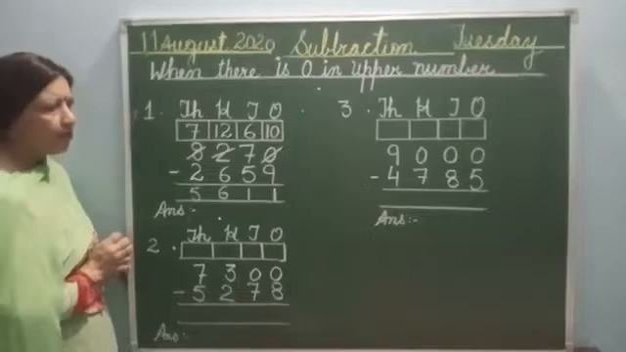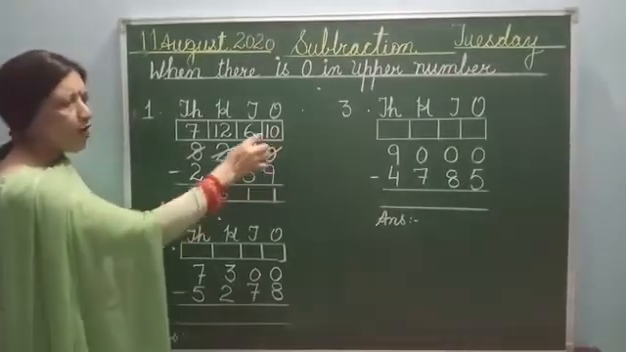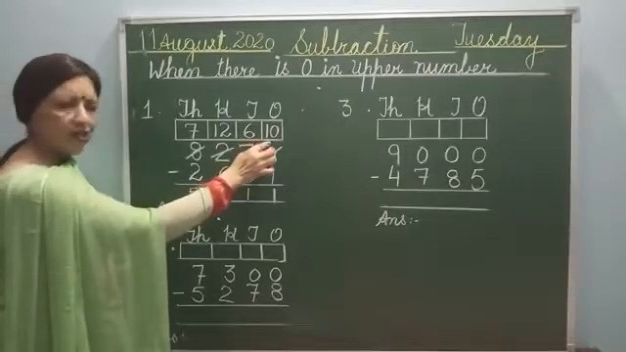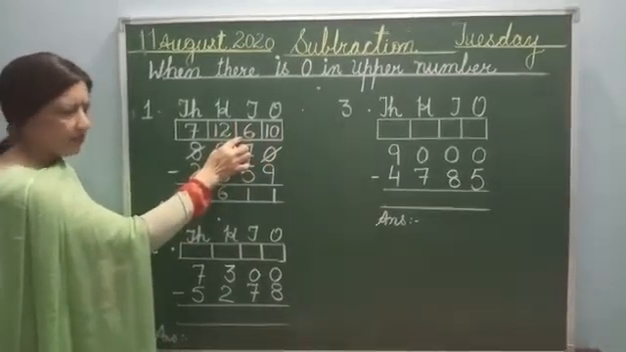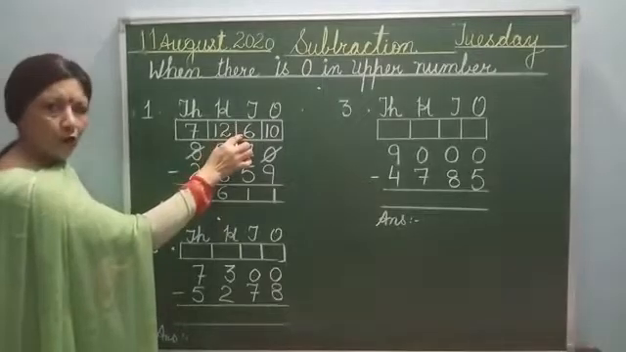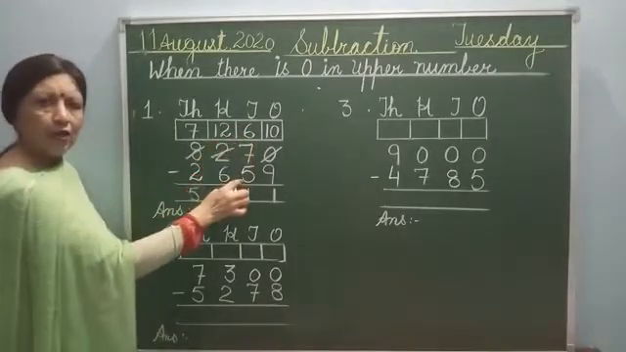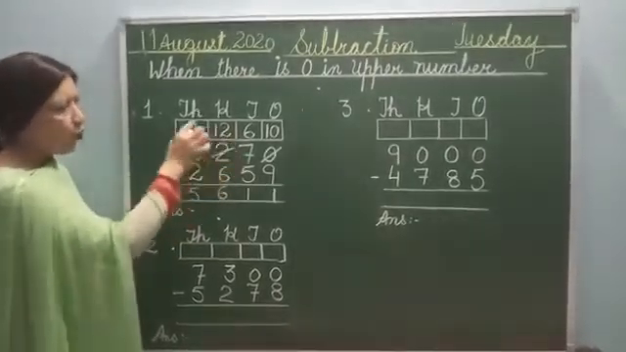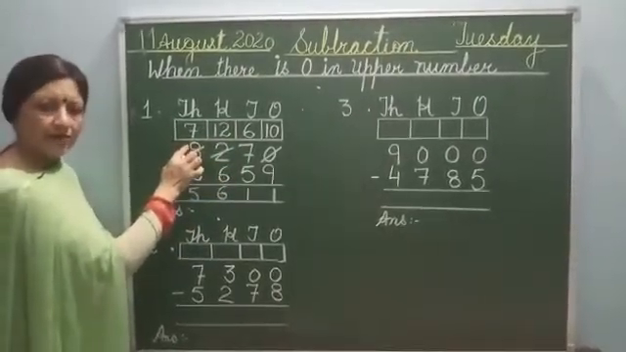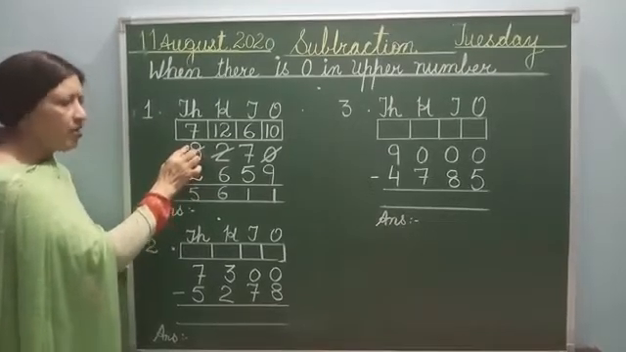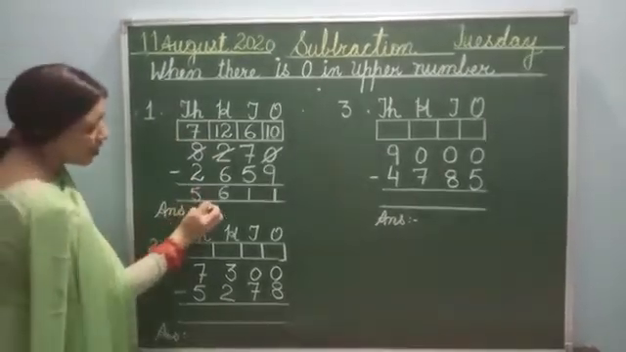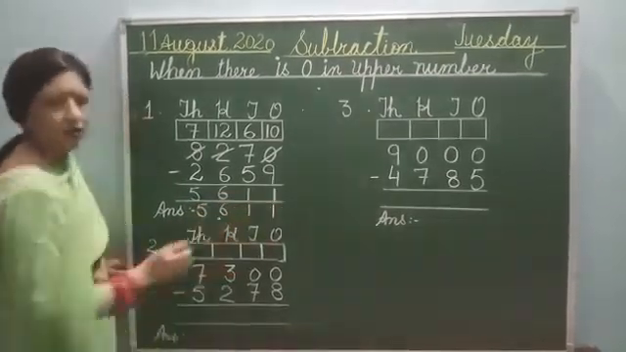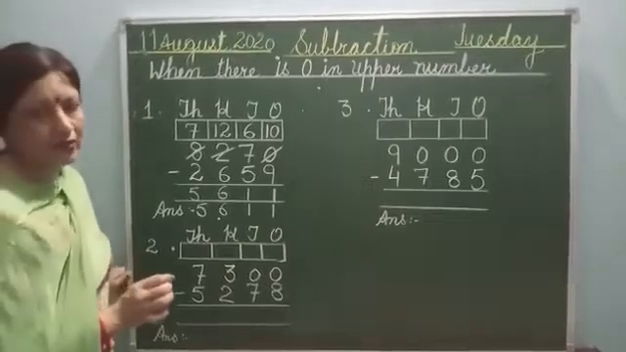Clear beta? This 0 has borrowed 1 from 7. Now this 7 has given 1, so it has become 6. Now this 6 will not borrow because it is greater than 5. Again this 2 is smaller. This has borrowed 1 from 8. Clear bache? So the answer we get is 5611. Don't forget to write down the answer.